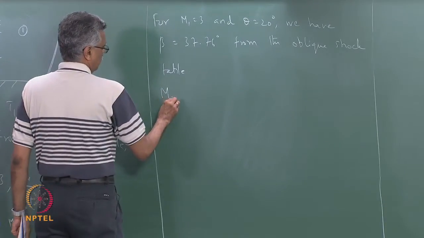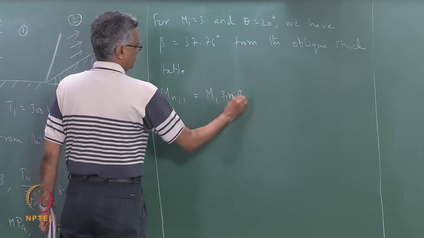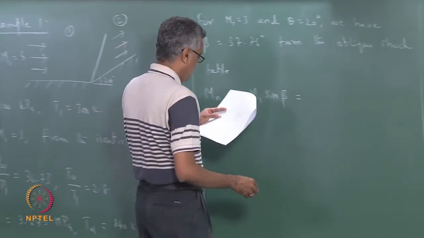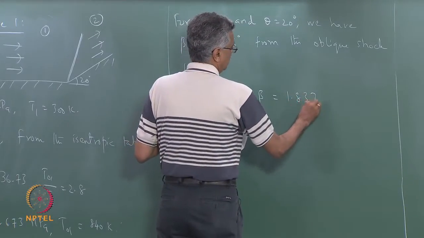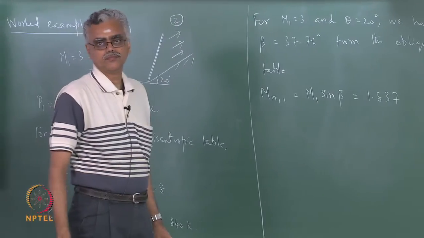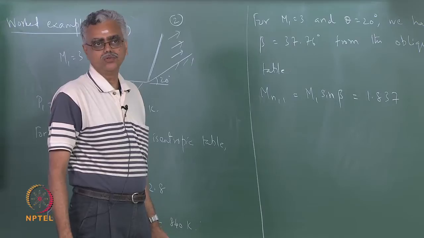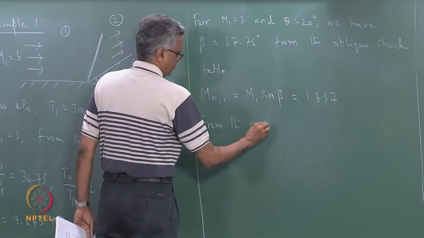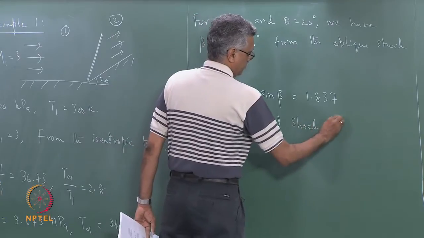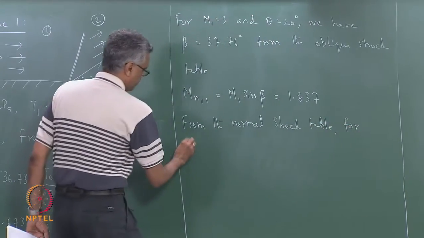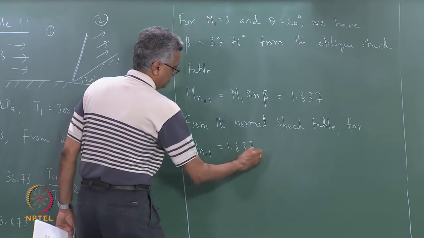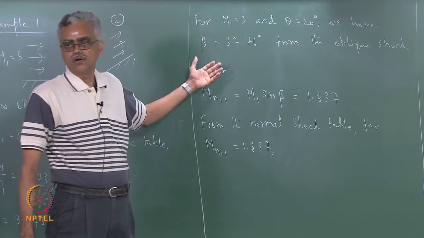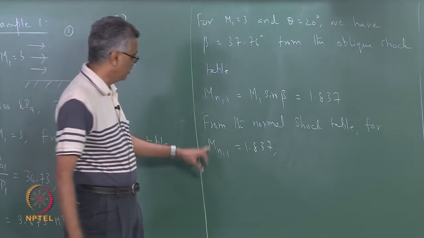Therefore, MN1 is equal to M1 sin beta. So you can see now why we needed beta. When we have beta, we can calculate MN1. So MN1 for this case then comes out to be 1.837. So with this value of MN1, we go to the normal shock table. For MN1 equal to 1.837. Remember, when we go to the normal shock table, we treat this as M1. Okay? In the context of the oblique shock wave, this is MN1. For the normal shock table, however, this will be M1.